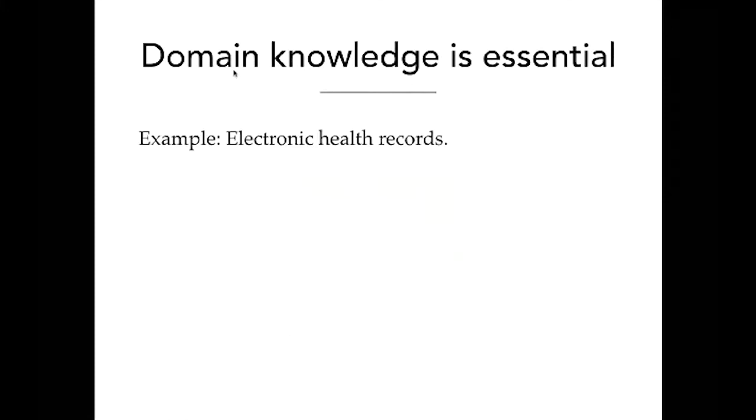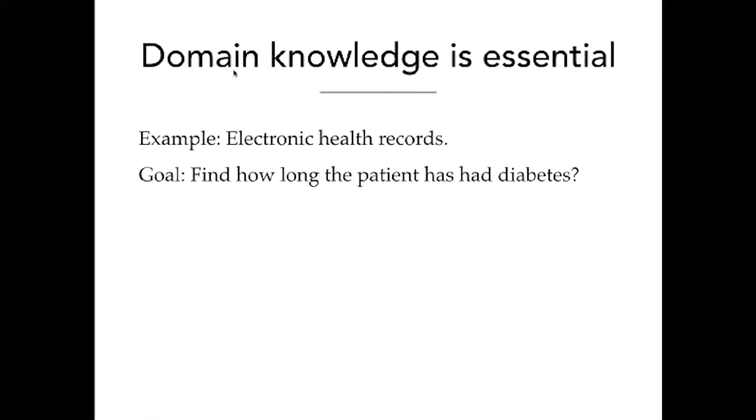Another great example of this is working with electronic health records. You might have a goal of finding how long the patient has had diabetes. So you might think one of the most obvious ways you could do this is look at the diagnosis code. We know what day today is. We know the date they were diagnosed. We'll just subtract these, and then we know how long a patient has had diabetes.